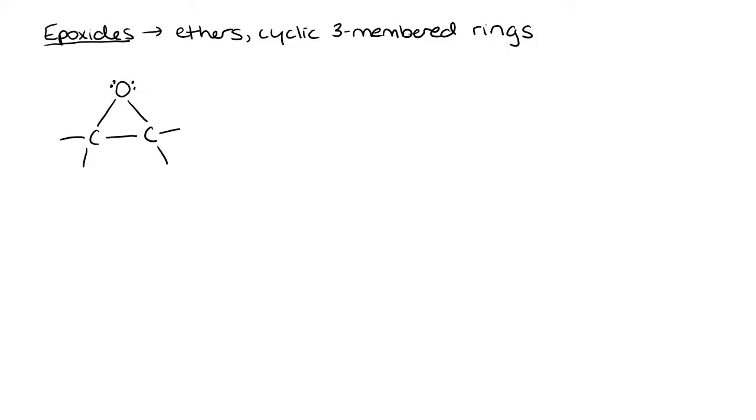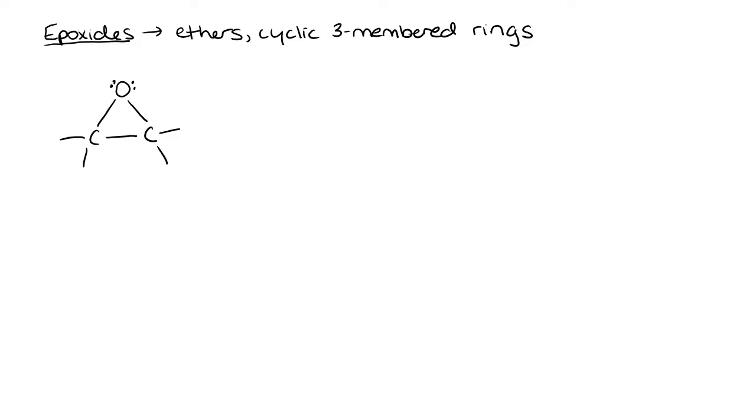In this video, we're going to go over epoxides. Now, epoxides are just a special type of ether. They are cyclic three-membered rings. So they're an ether because you have an oxygen that's attached to two carbons, except in this case, all three of these atoms, the oxygen and two carbons, are in a three-membered ring.